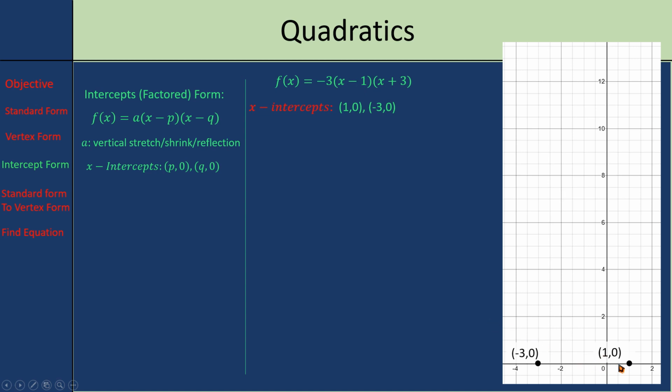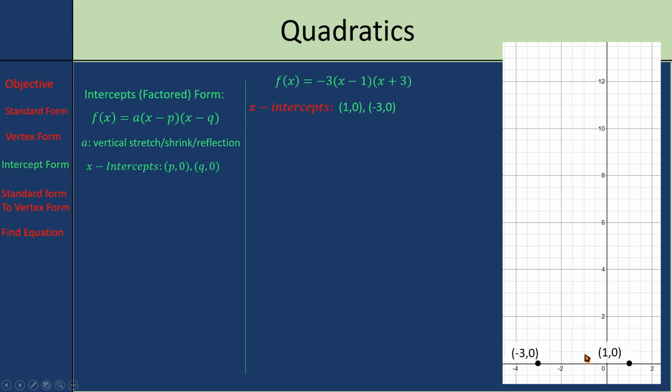So based on the x-intercepts, I can find my axis of symmetry because it's right in the middle, right? Axis of symmetry is right in the middle, so I can go between these two. It's somewhere right here, probably. Right? You can eyeball that. Count 1, 2, 3, 4. So 2 would be in the middle. So it'd be right here at negative 1.